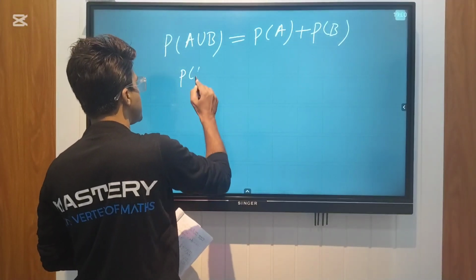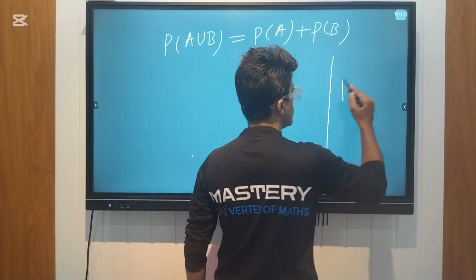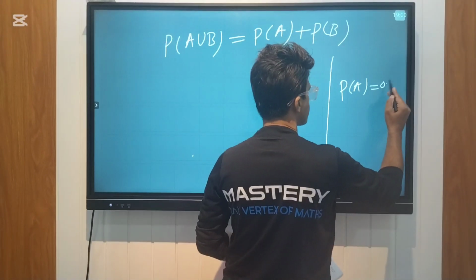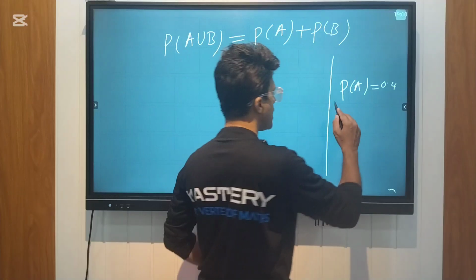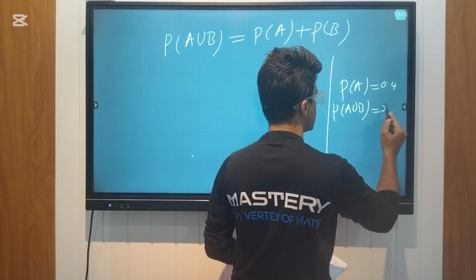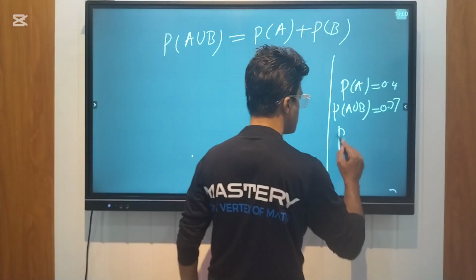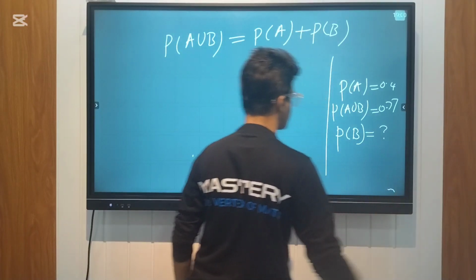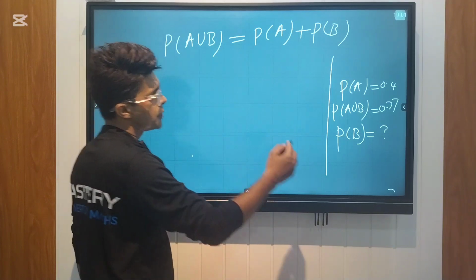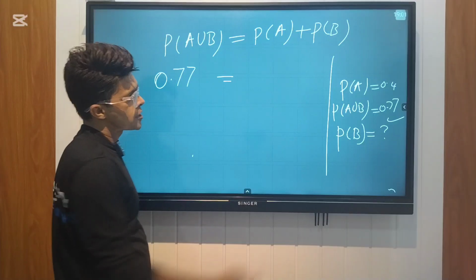In the question it has given that P(A) equals 0.4, and also that P(A union B) equals 0.77. These things are given in the question, right? So what we need to do is find P(B). How do we get P(B) here? We could substitute these values in this equation. P(B) equals 0.77, and we need to get P(B) here.